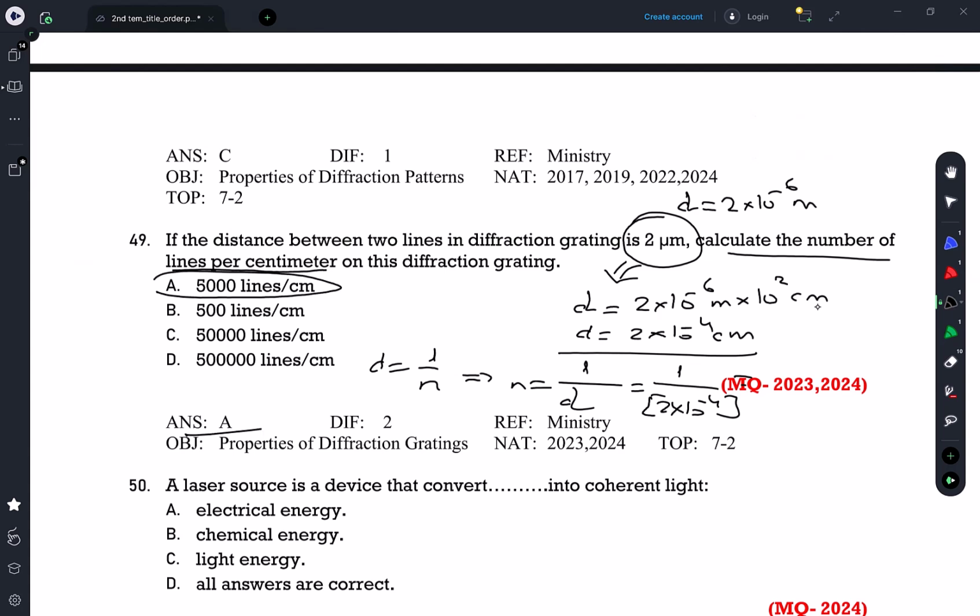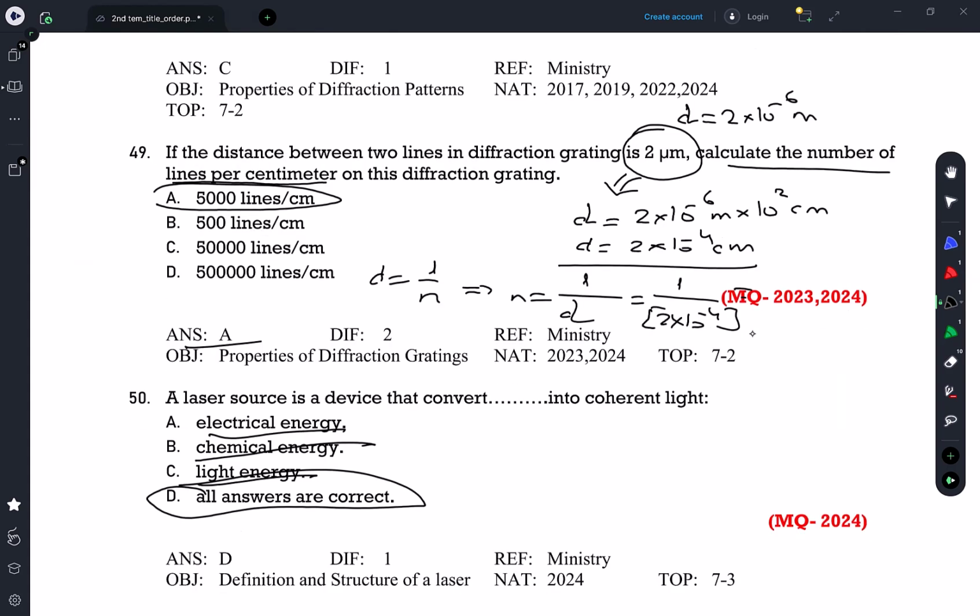A laser source is a device that converts electrical energy, chemical energy, light energy, all of them. All answers are correct for this question. So this is all.